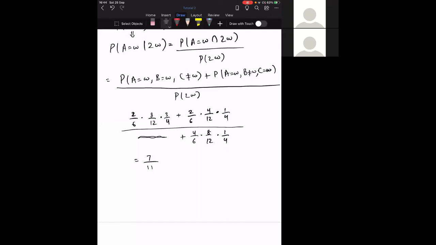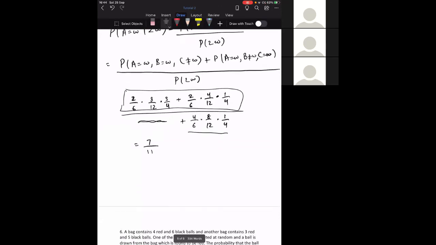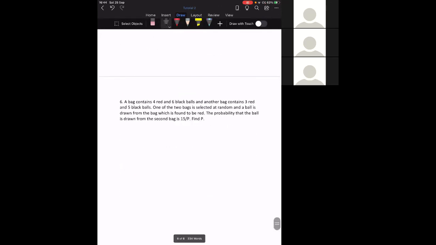Okay. So this is just, the numerator, all of this plus this. So all the probabilities added up. Does that make sense? Yes. All right, good. So moving on to the last question.